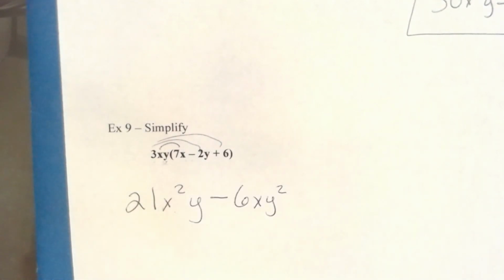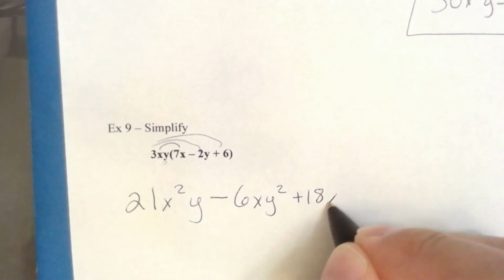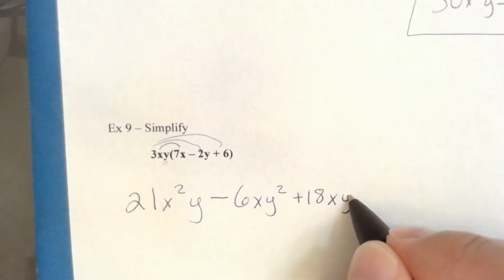Now jump over here to the 6. So 3 times 6 is a positive 18. And no more variables, so it just stays xy.